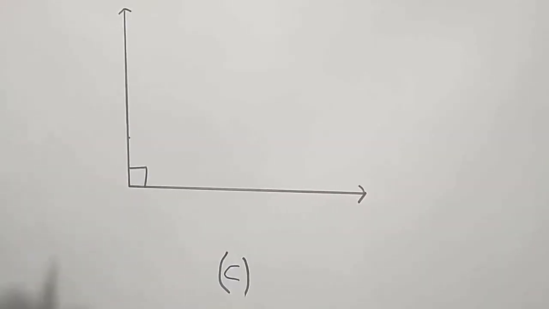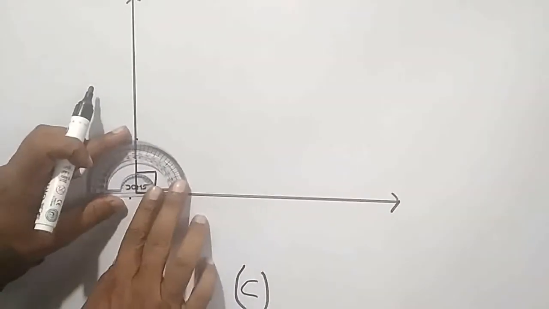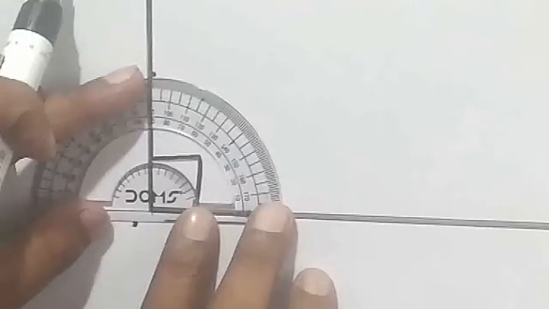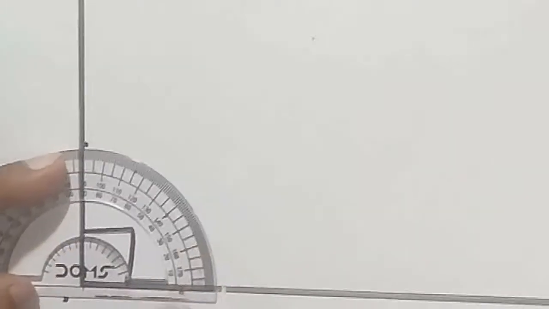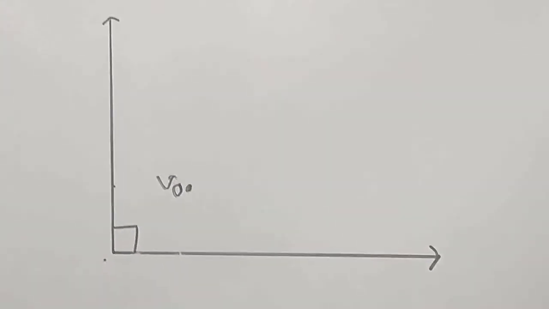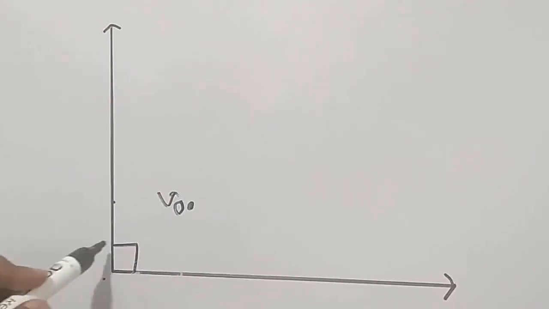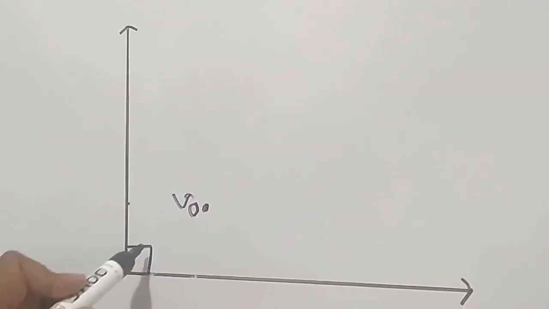Figure C. We set our protractor on the vertex of this figure like this, and then we set the edge of the protractor on this arm. This is the baseline, and then we start reading from this side. It is 0, 10, 20, 30, up to this is 90 degree. So the measurement of this angle is 90 degree. This is the symbol for the right angle. So the measurement of 90 degree means it is a right angle. So we draw the sign like this.